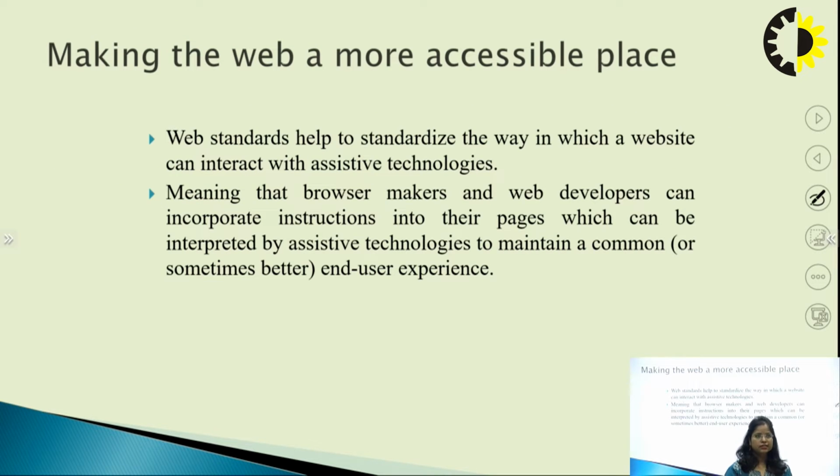Next key aspect is making the web a more accessible place. Making the web a more accessible place means web standards help to standardize the way in which a website can interact with assistive technologies, meaning that browser makers and web developers can incorporate instructions into their web pages, which can be interpreted by assistive technologies to maintain a common or sometimes better end user experience.